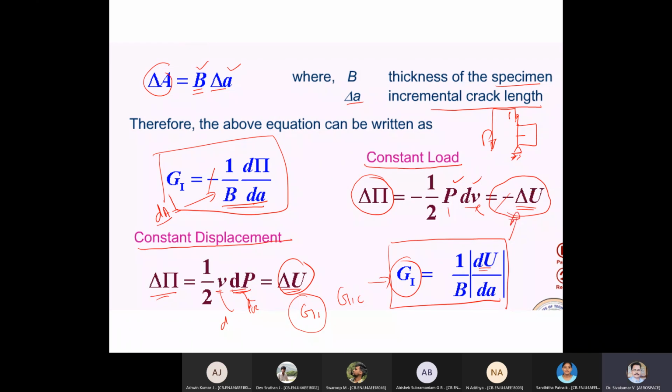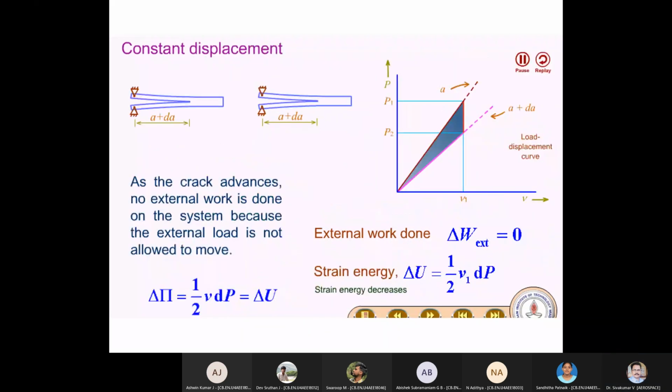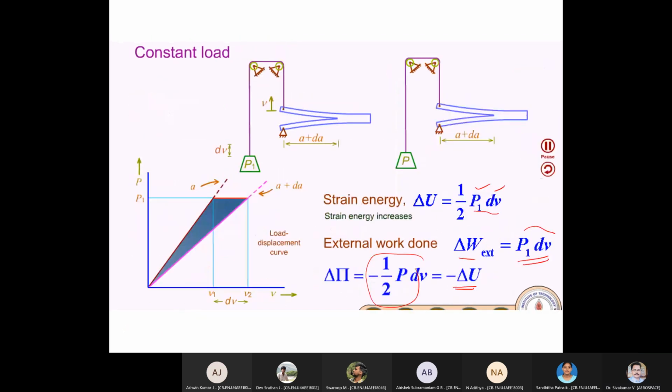How it came, now to recapitulate the theory from some time back. For constant displacement, same argument. We did the same thing and this term is 0. So automatically this minus this will become this. Isn't it? Delta Pi is what? Delta W minus delta U, which is nothing but strain energy. So you got it, no?